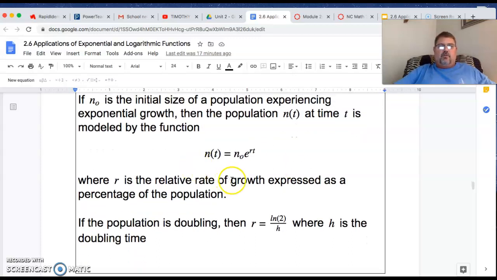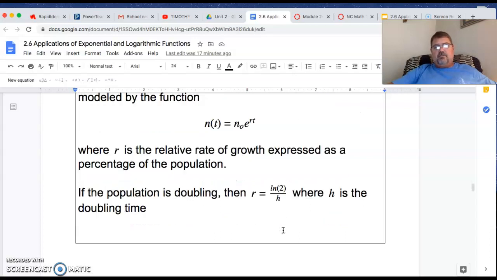r is the relative growth rate expressed as a percentage of the population. Sometimes it's done that way. Other times they talk doubling. A lot of times they'll talk doubling. And when they do, then your rate is the natural log of 2 divided by h, where h is the doubling time. Now, it might seem weird to use h as a doubling time, but I did that because we have another formula where half-life in h makes sense. And this one is the same formula, only you have a negative exponent, one of them. So we'll use that letter so it'll be universal between the two things, okay?